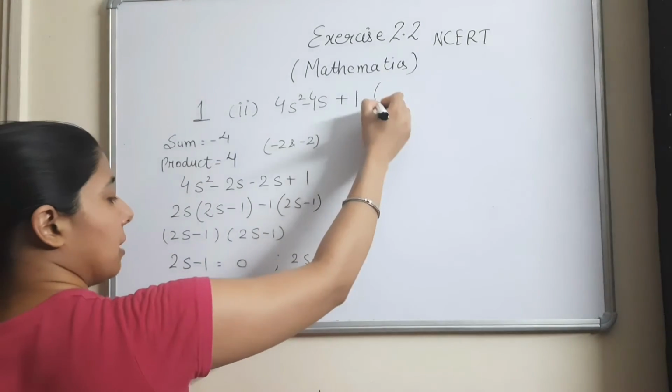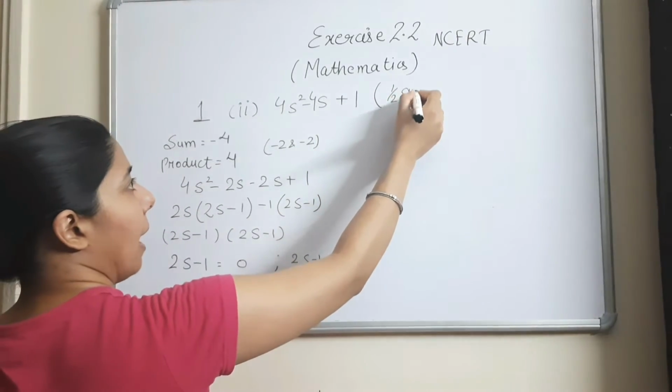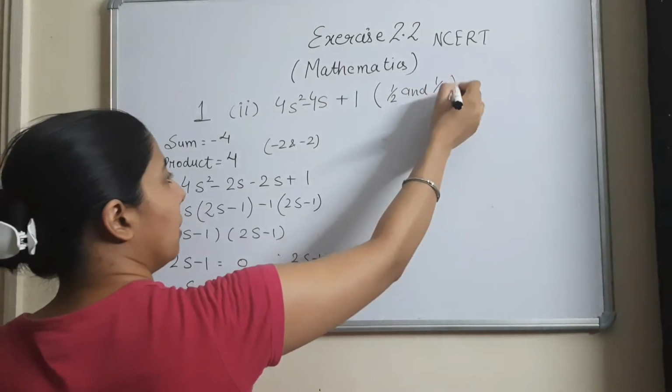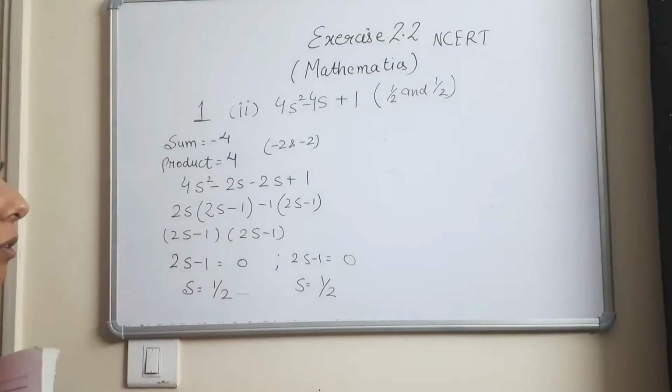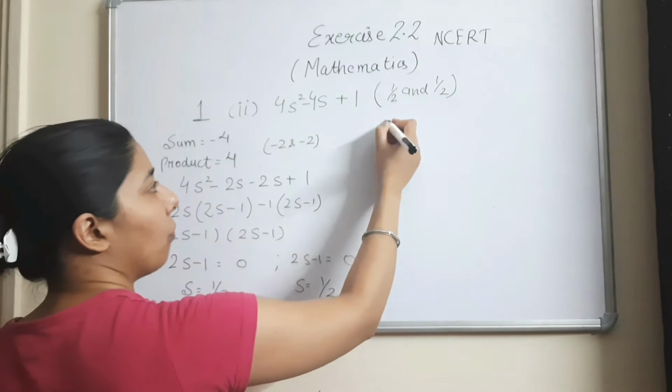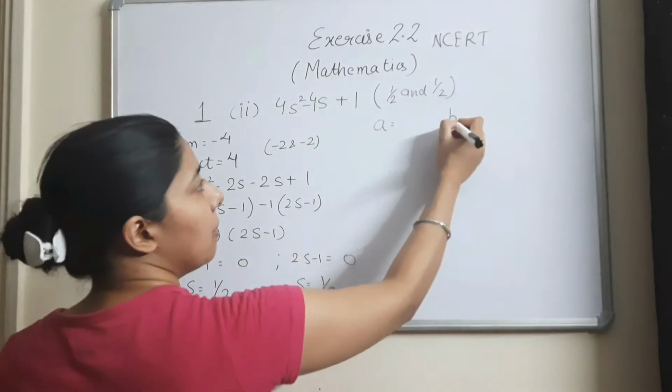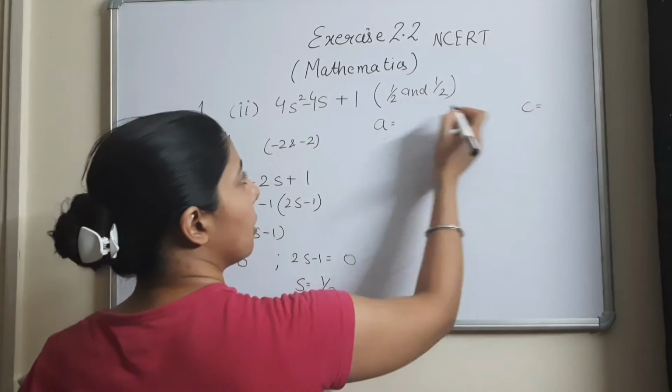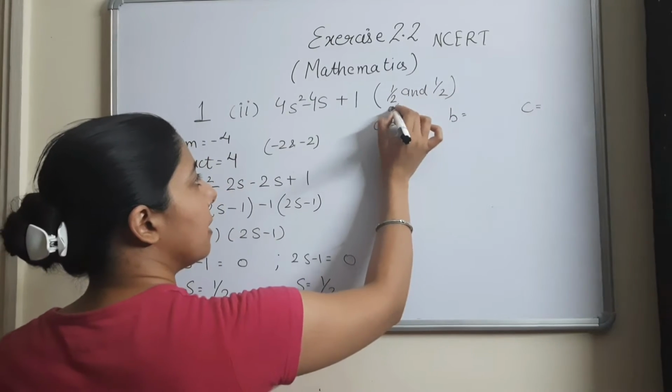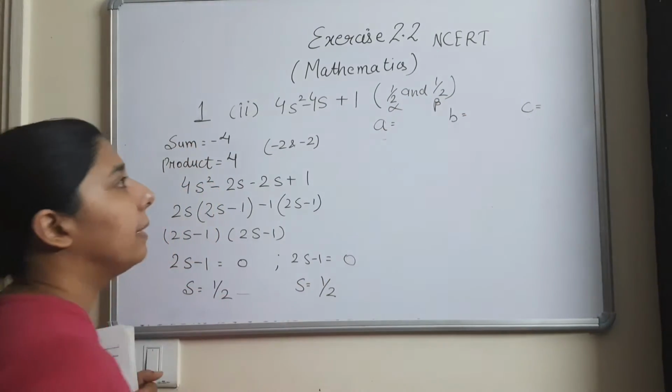So the zeros of this are 1 by 2 and 1 by 2. Now come to the verification part. For the verification part, we will write the coefficients as A is equals to, B is equals to, and C is equals to. And take this as alpha and this as beta.